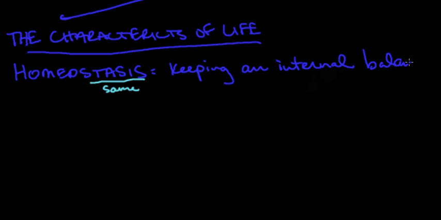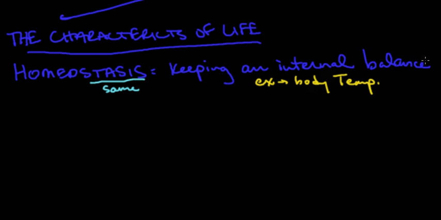They're all able to maintain some kind of internal environment. So for humans, an example would be body temperature. So if your body gets hot, your body sweats to cool down. If your body gets cold, it shivers to generate some more heat to warm itself up. It's keeping an internal balance. And all living things can do that.